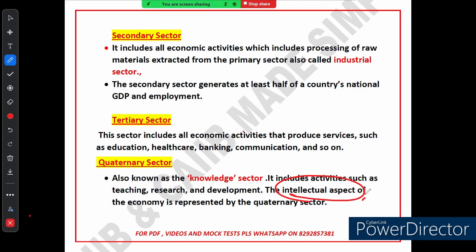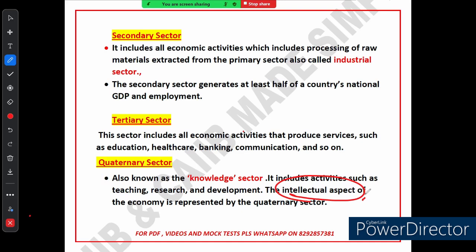In an increasingly digital and information-driven world, the quaternary sector is growing rapidly. Think of universities, research institutions, and tech companies. These are all part of the quaternary sector. This sector might not be as visible as factories or farms, but it is as crucial for the economy's long-term growth and innovation. So let's recap the key points which we have covered in this particular slide.